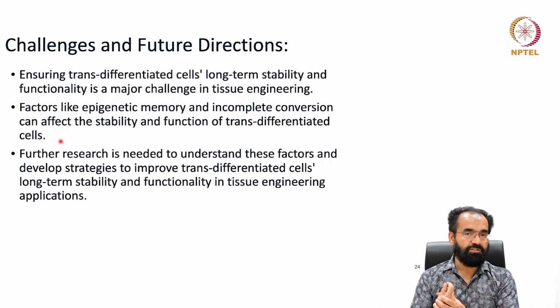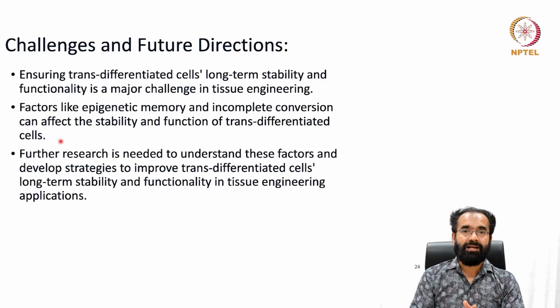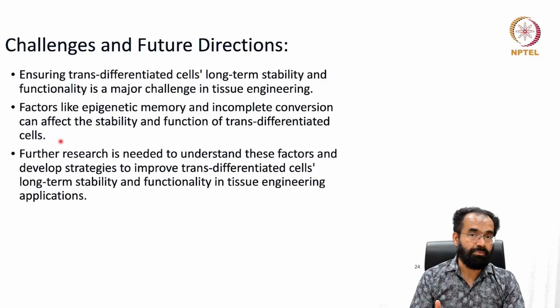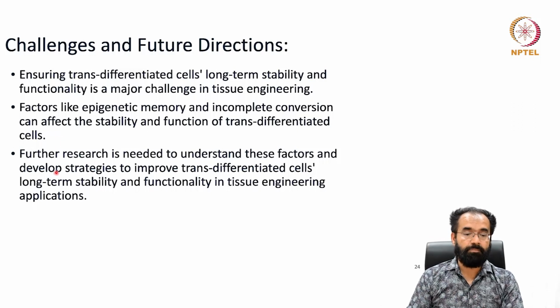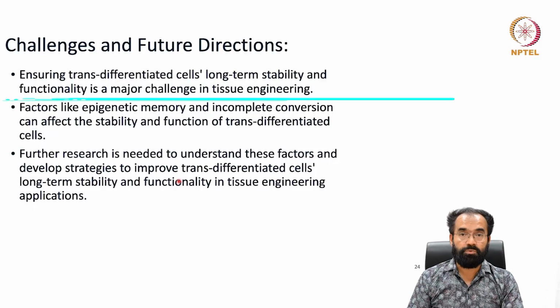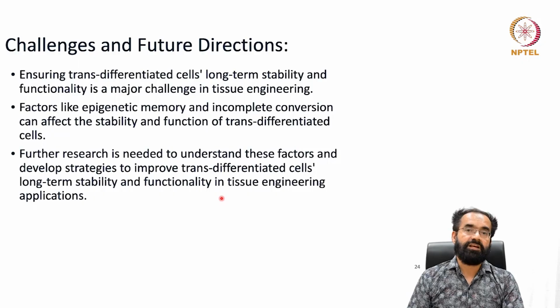Say I took my bone marrow cells and put them into my brain. They made neurons and it was all fine. Now will they switch back into bone marrow or some other cell type? Because they started memorizing their old lineage. This is one trouble. Further research is needed to understand these factors and develop strategies to improve the long-term stability and functionality of trans-differentiated cells in tissue engineering applications.